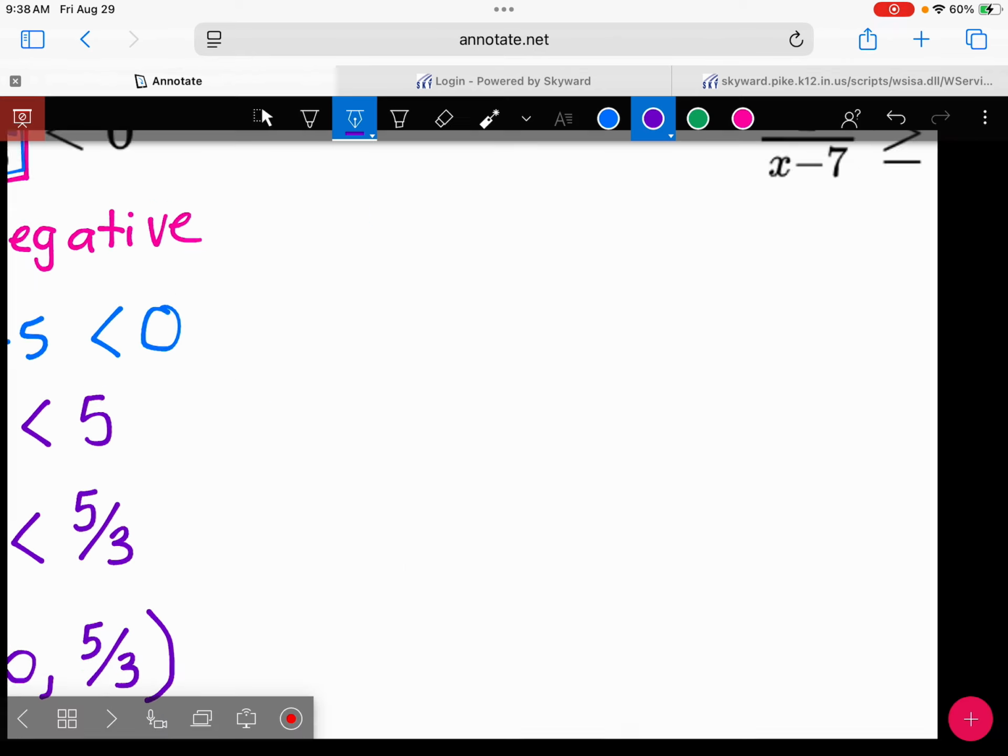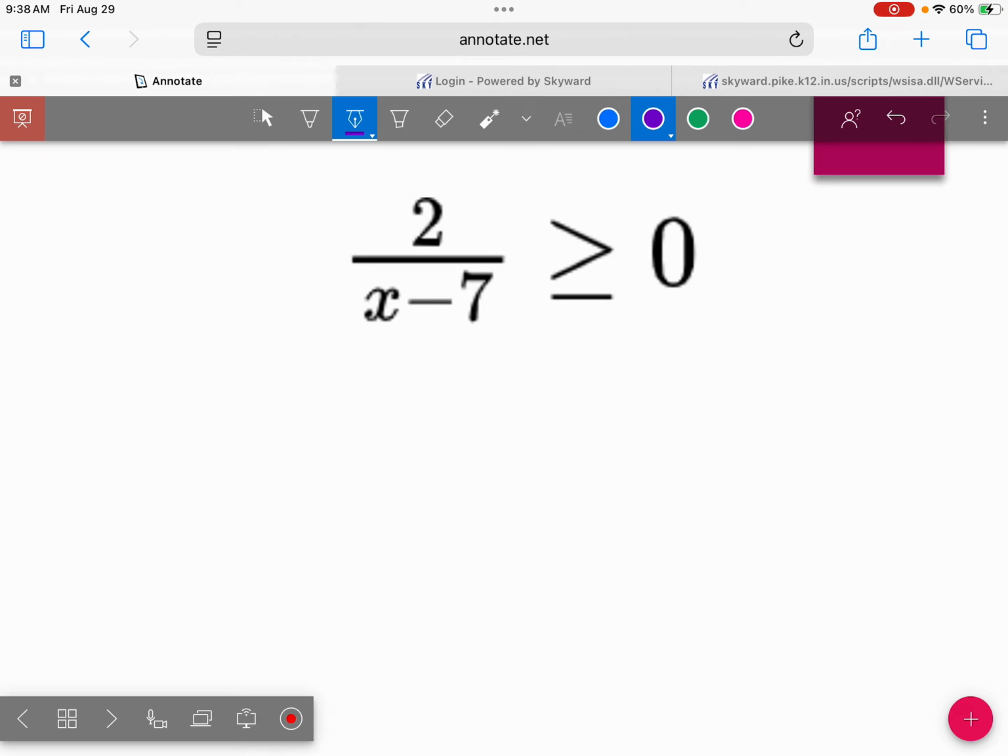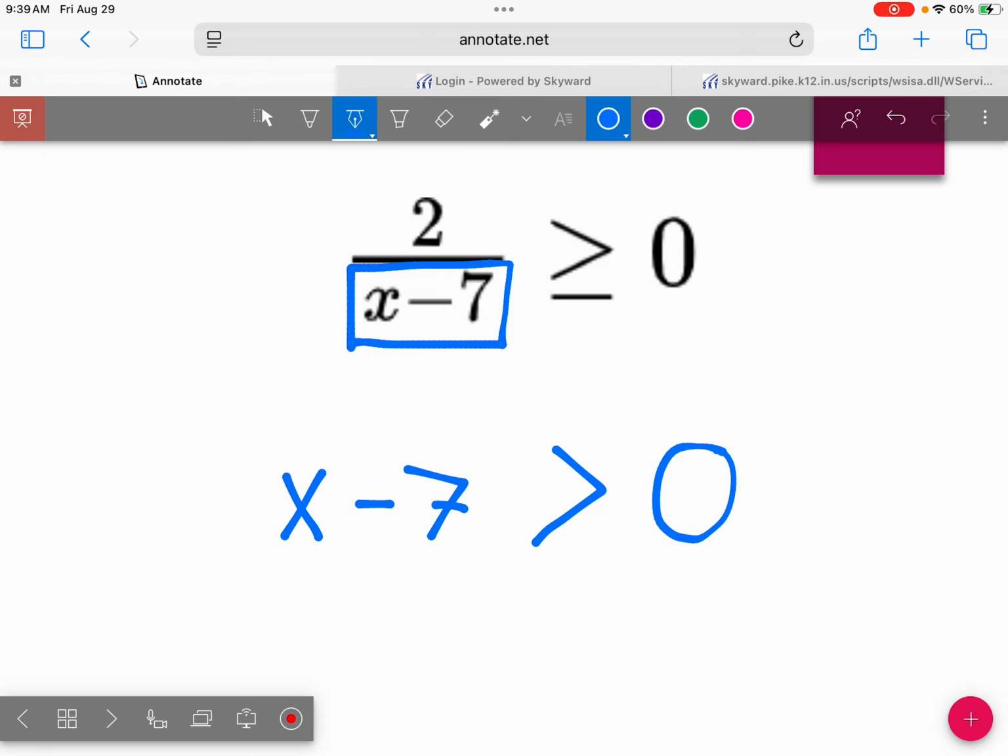So very similarly on the right one, we are going to look and see when is this fraction going to be greater than or equal to 0. So I already have a positive 2 in my numerator. So if I need this to be greater than or equal to 0, my denominator, x minus 7, oh, that's a 7, needs to be greater than or equal to 0.